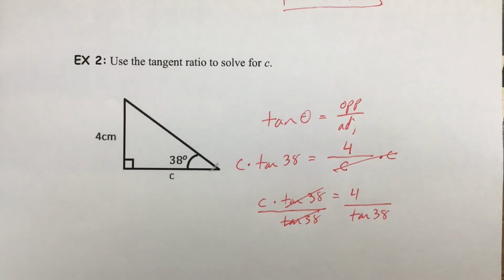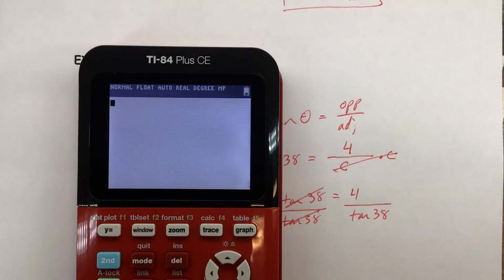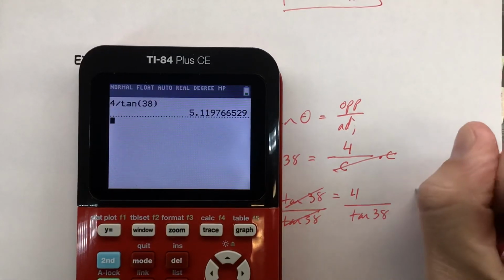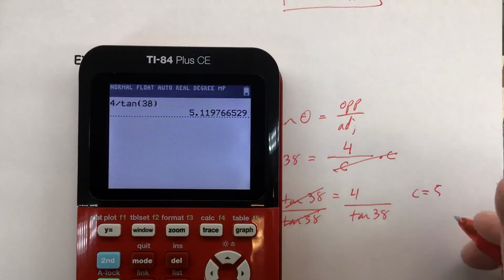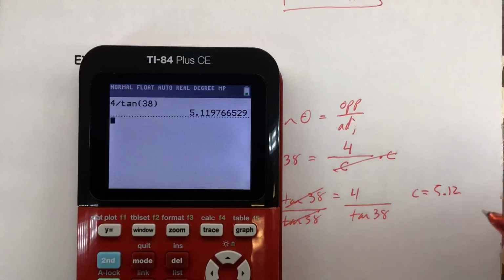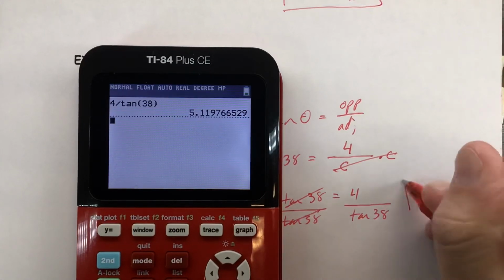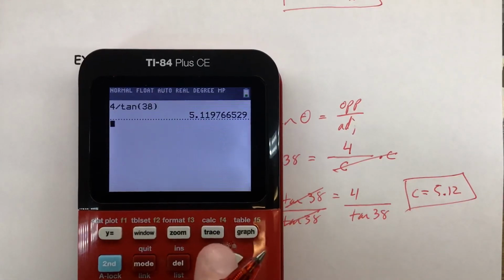Okay, and that will evaluate, let's see, we got 4 divided by tangent 38. That will give you, so we'll write over here, C is equal to, let's do 5.12, since it seems really close to that. All right, and that'll be the value C.